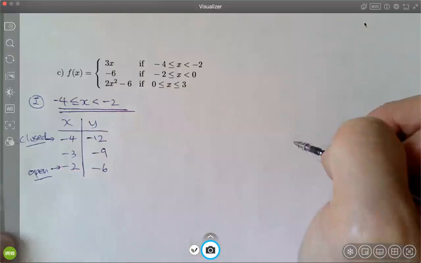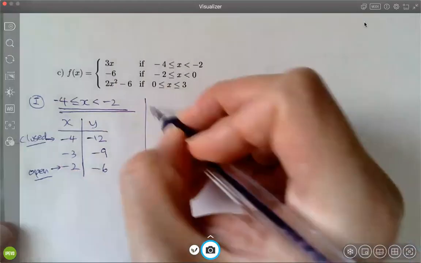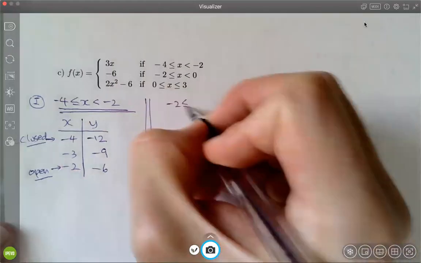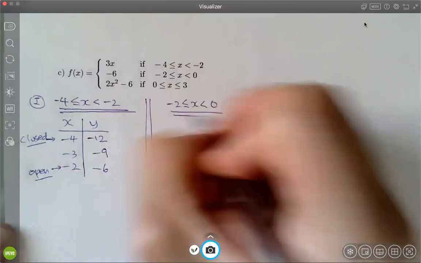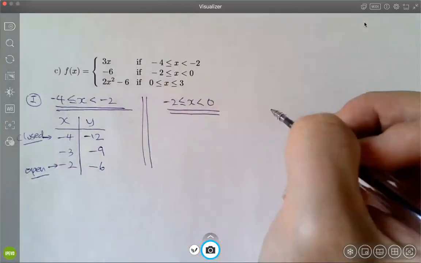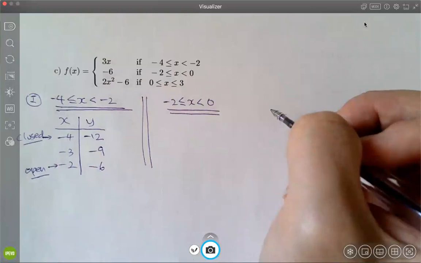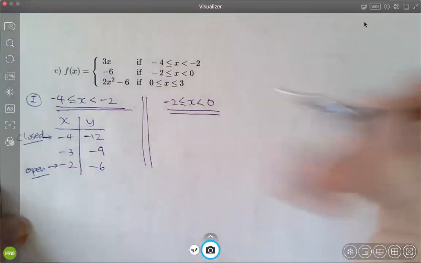Okay, and now the second piece, -2 less than or equal to x less than 0. Okay, so now here, what can we choose? Maybe -2, -1, and 0? Kind of 3 obvious values, right?